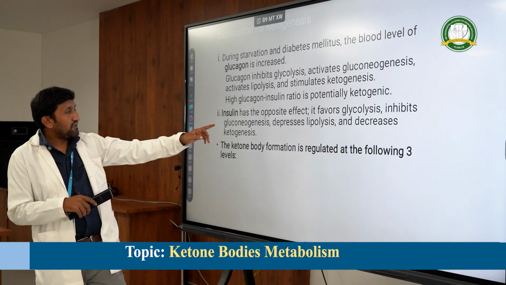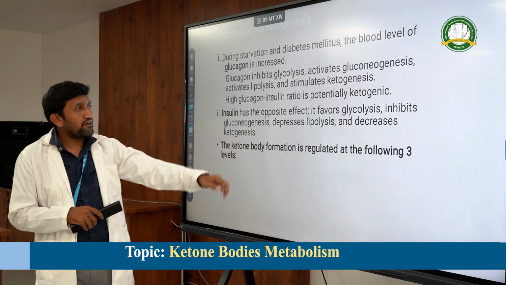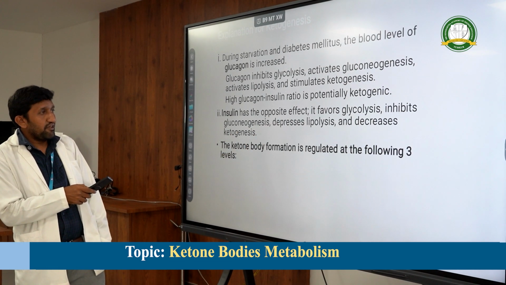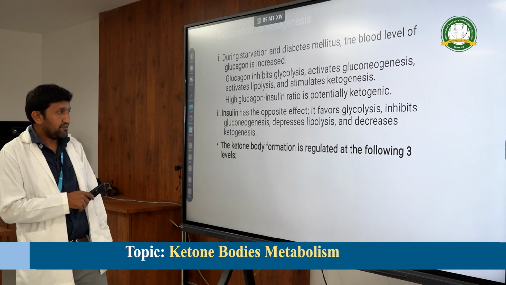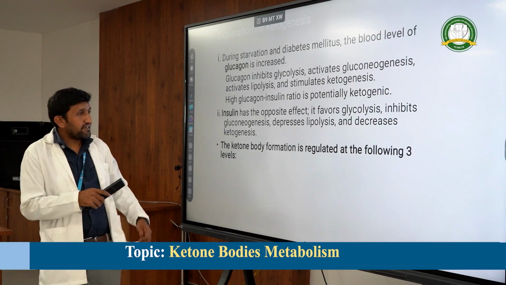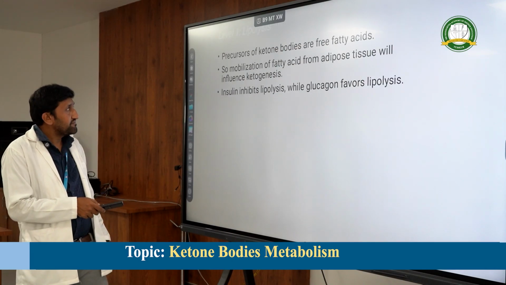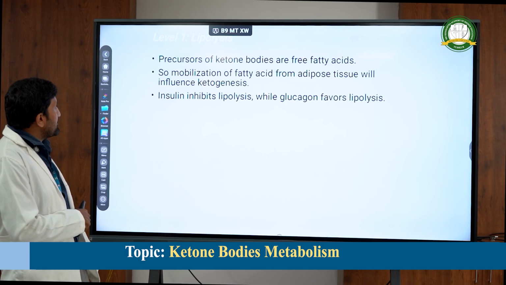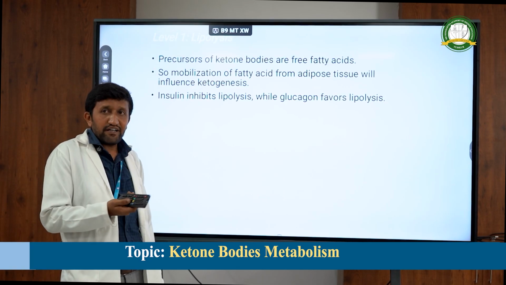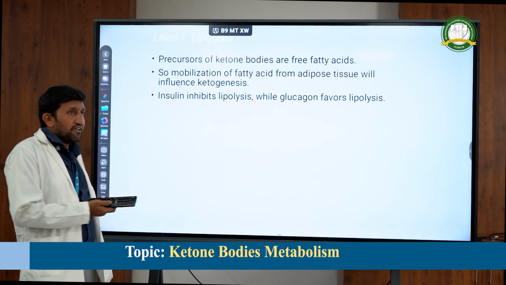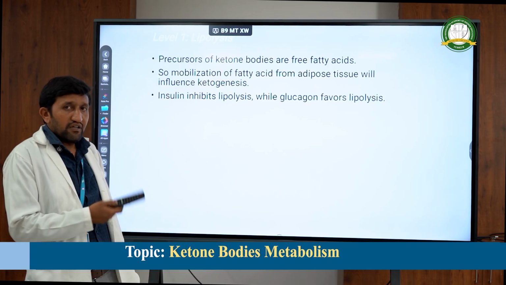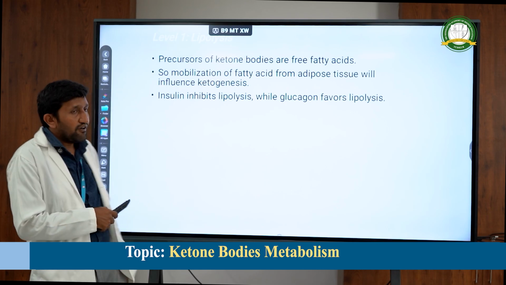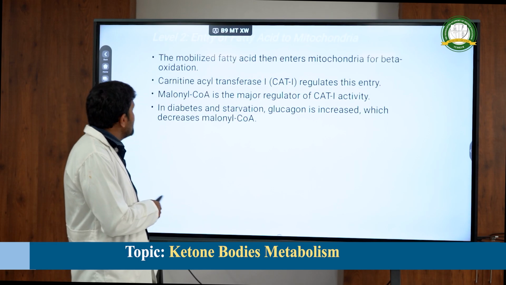So insulin has the opposite effect: it favors glycolysis, inhibits gluconeogenesis, depresses lipolysis and decreases ketogenesis. The ketone body formation is regulated at the following three levels. First one is lipolysis. Lipolysis is a precursor of ketone bodies, or fatty acids. So mobilization of fatty acid from adipose tissue will influence ketogenesis. Insulin inhibits lipolysis while glucagon favors lipolysis.